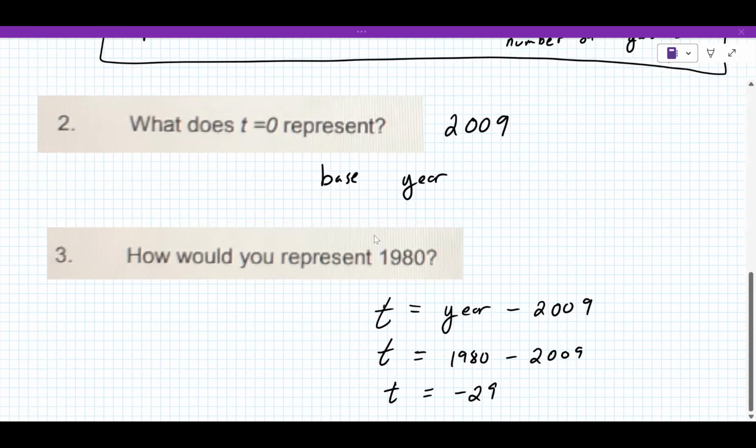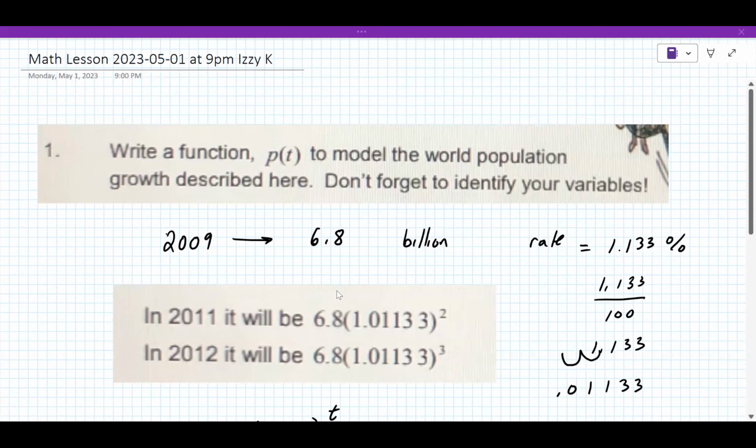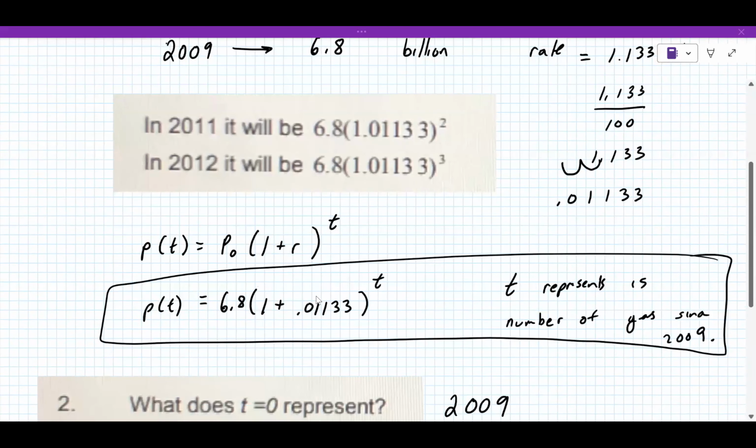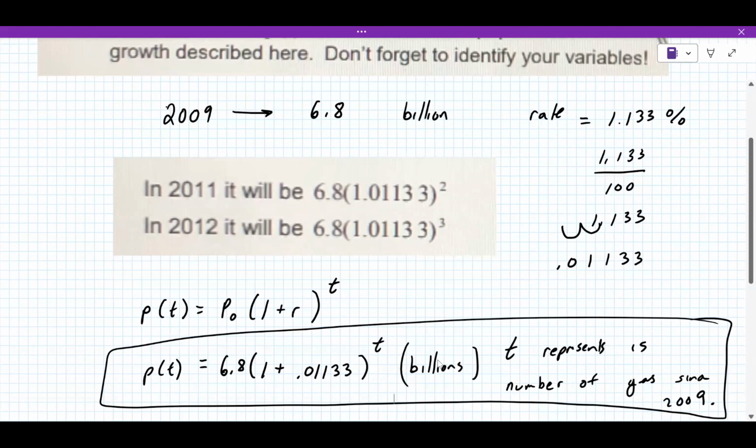Now forgive me, there is one other thing that we need to do up here in P of T. P of T is in billions. When we get an answer from this P of T, it's in billions. And I don't know if you need to, because it does say in question 1 to identify your variables, P of T is the population in billions. So I should put that in for 1. I think you should add that. It does come up here in question 4, and it's important to give them what they're expecting. Okay, got it.